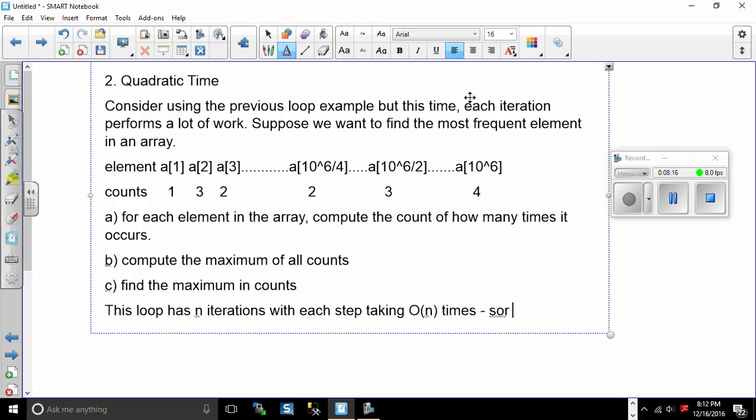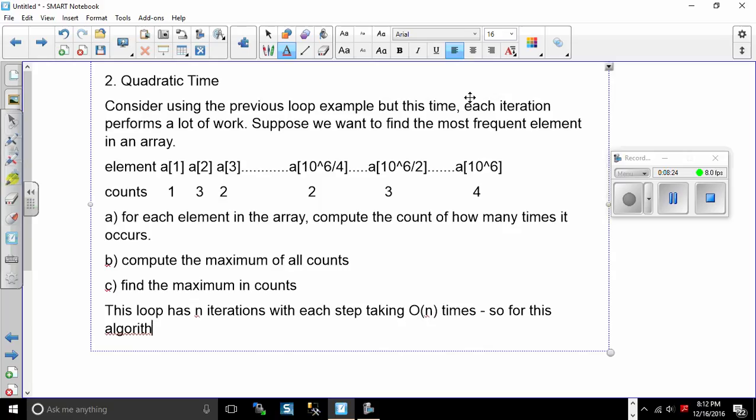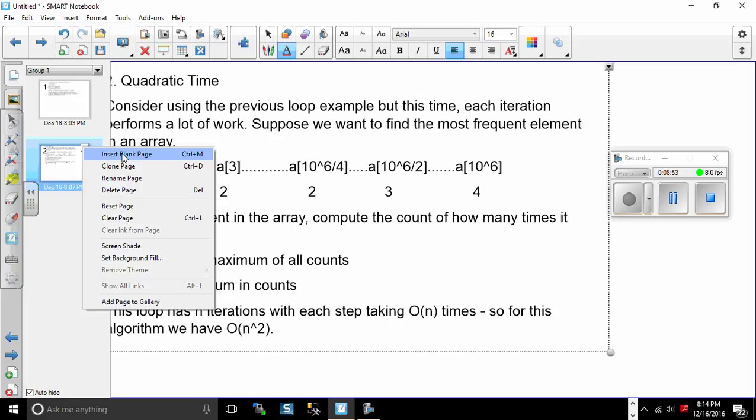So for this algorithm, we have big O of n squared. Okay, so quadratic time. This is why it's called quadratic time. Let me give you an example on the next page of what I mean by this.